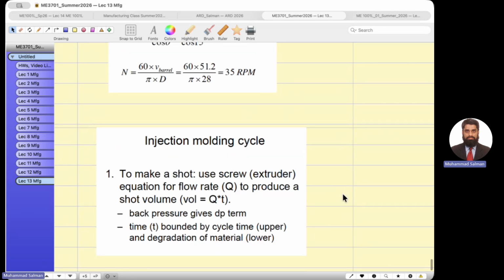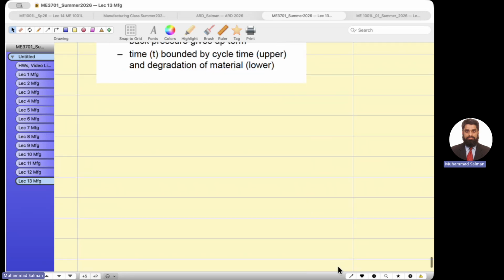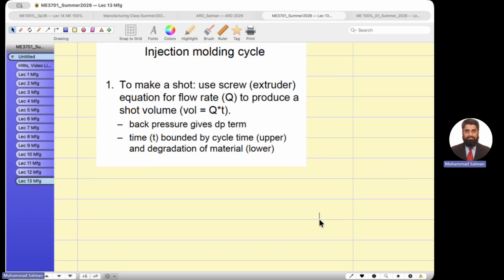To make a shot, use the screw extruder equation for flow rate to produce the shot volume. Q can also be written as volume of the shot divided by time, or volume of the shot equals Q times T. It's the same thing. So Q can be written as velocity times area. This is velocity, or volume divided by time. The back pressure gives dP, and time is bounded by the upper and lower cycle.